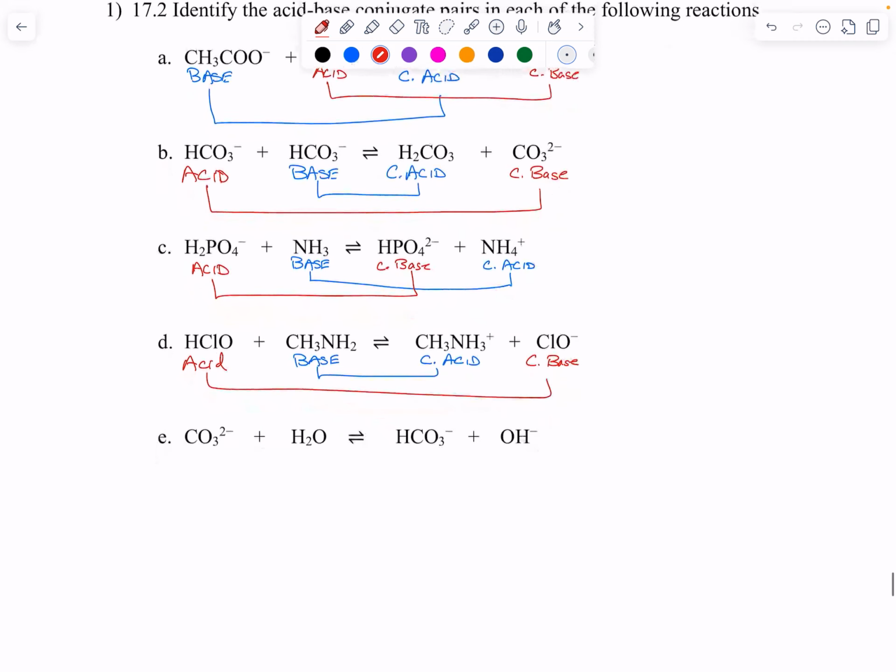All right. E. Well, carbonate has to be a base. Why does carbonate have to be a base? Well, it has to be a base because it has no protons to donate. So then water is the acid. And hydroxide is a conjugate base. And hydroxide is always going to be a base. All right. So that's how we do number one.